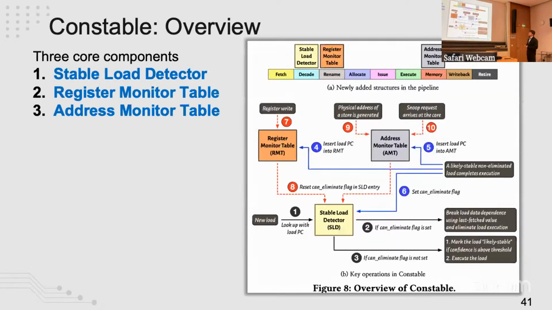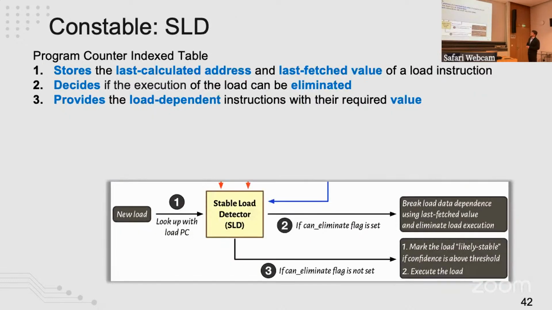Moving on to the design, this is an overview of Constable. Constable consists of three core components: the stable load detector, the register monitor table, and the address monitor table. The stable load detector is a table that is indexed by using the program counter. It stores the last calculated address and last fetched value of the load instruction and decides if the execution of that load instruction can be eliminated if it surpasses a specific threshold. And then it provides the load dependent instruction with the required value.